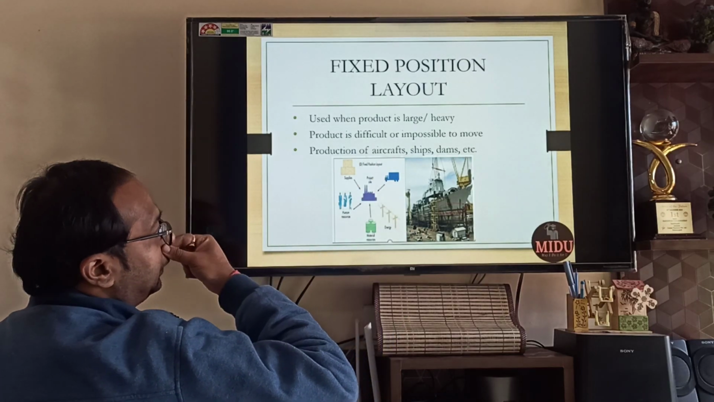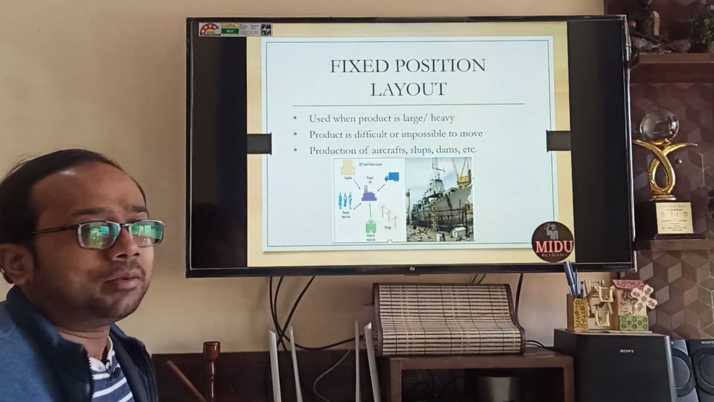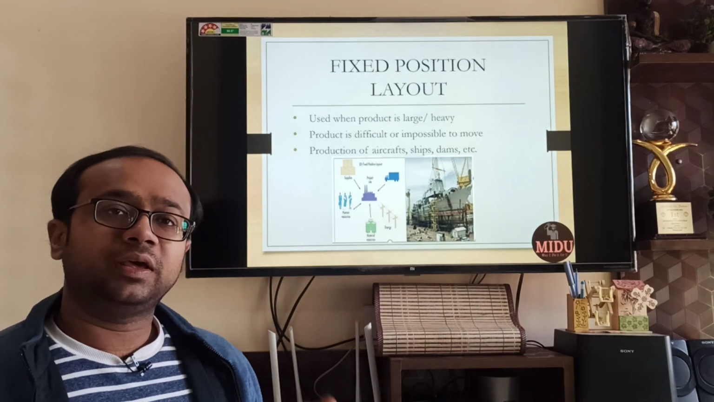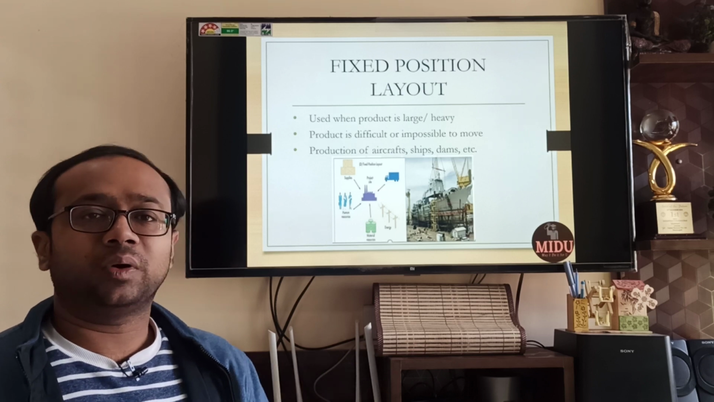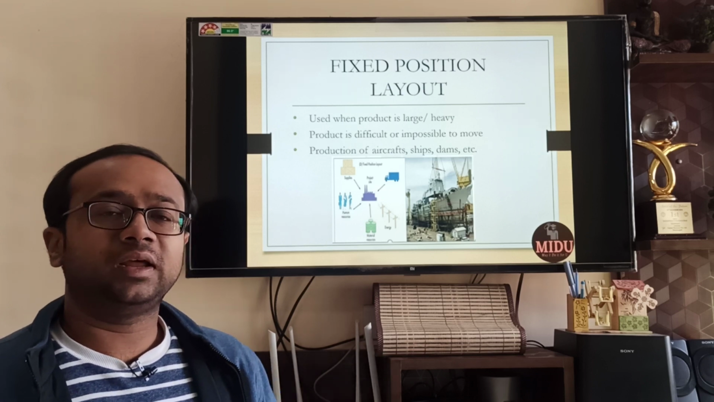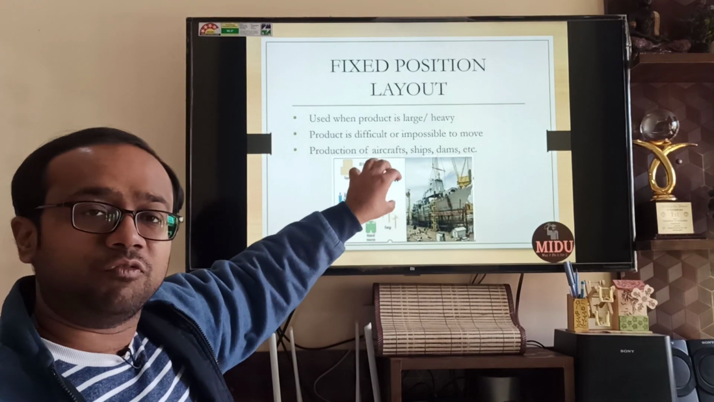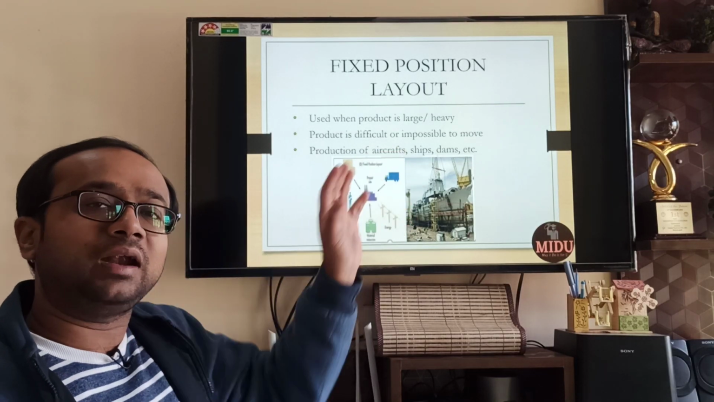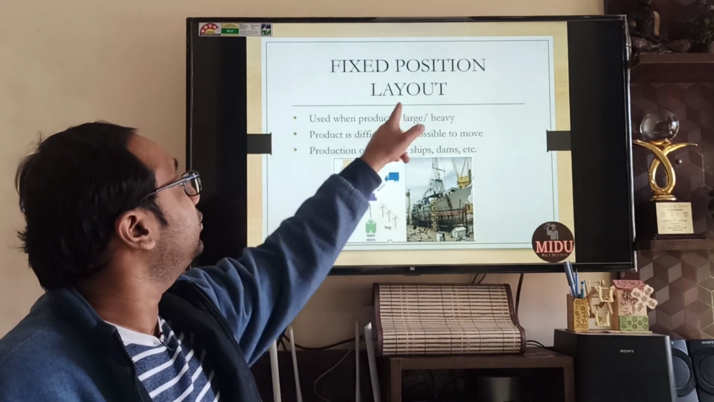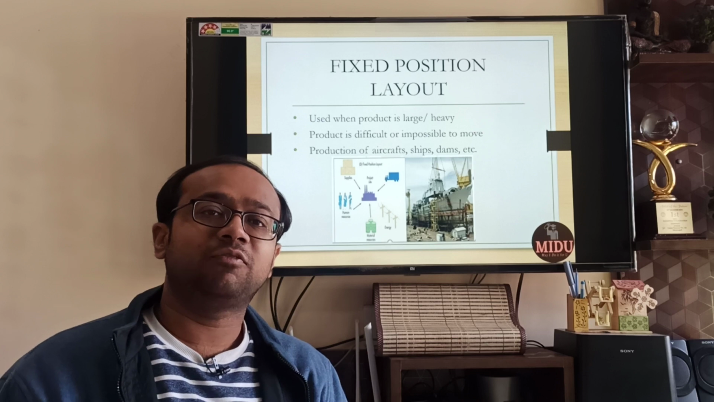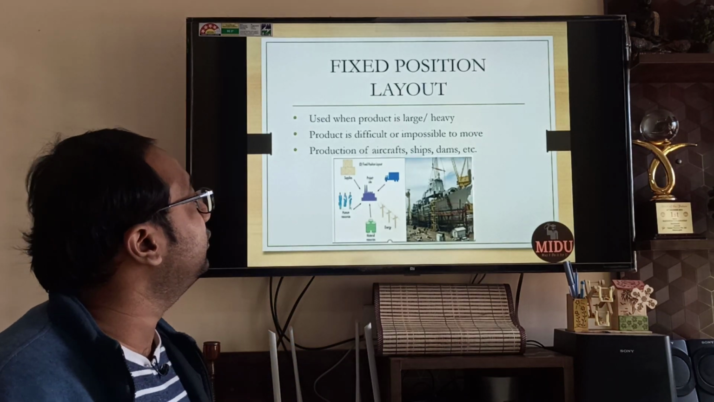Take an example. For example, on a particular river we are building a dam. So all the machinery that is required needs to go there. All the energy supplies you need to arrange. All the human resources you need to arrange. Everyone will go to that particular site, that project site, work over there, complete the work and then go away. That is why it is known as fixed position layout, because at that particular position only you can work. This is how this fourth type is there.